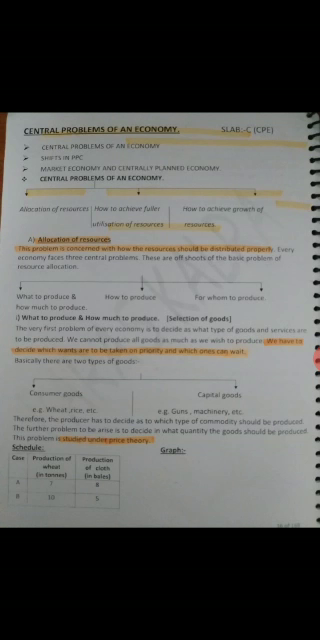once you have decided what you have to produce and how much you have to produce, then you should know how to produce, the method, the technology. And then the producer should know for whom it has to be produced. So the first one, what to produce and how much to produce, is known as selection of goods.